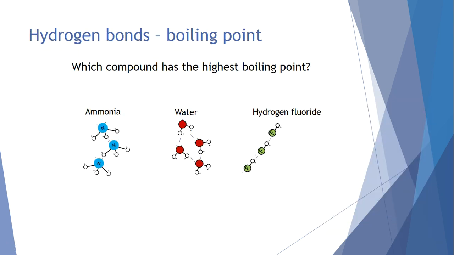So let's make a thought exercise. Here we have 3 compounds: nitrogen and hydrogen in ammonia, oxygen and hydrogen in water, fluorine and hydrogen in hydrogen fluoride. Okay, so which one would you expect to have the highest boiling point? Feel free to pause the video here and think about this a little bit.